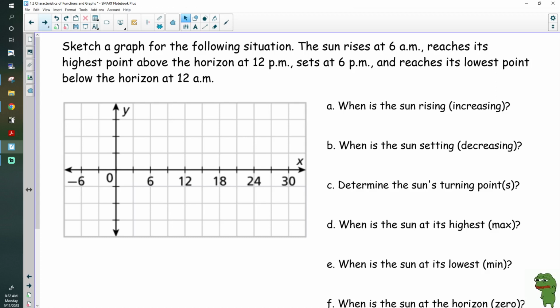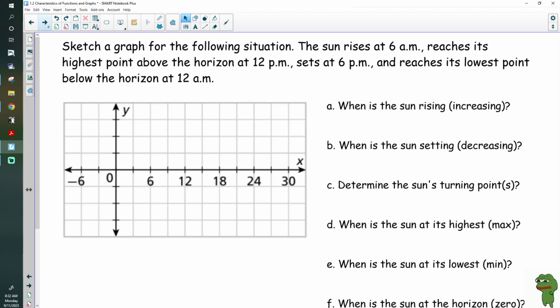Sketch a graph of the following situation. So, before we do anything, let's take a look at our coordinate plane. What do we got? We got an x-axis. It goes from -6 to 30. We got a y-axis. There are no numbers. We'll deal with that as it goes. We're going to take these many sentences and turn it into a visual graph representation.